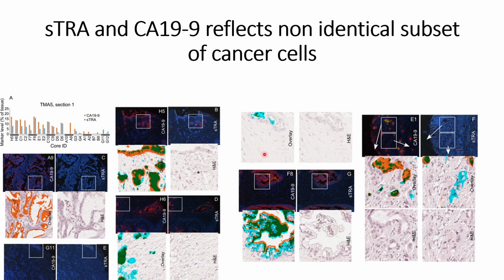I hope you understood the point they wanted to make from these results, that sTRA and CA19-9 reflect non-identical subsets of cancer cells. If you need to understand more about their experiments and results in detail, you can go through the reference provided in the description.